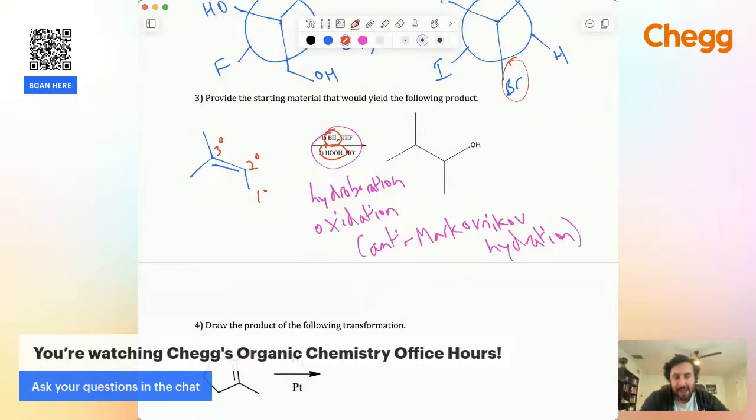Nikolai asks, can you explain reaction mechanisms? I do have one reaction mechanism on this one. It's for radical chlorination. But if you have another mechanism that you are interested in going over, let me know. I can try to toss that in there as well.